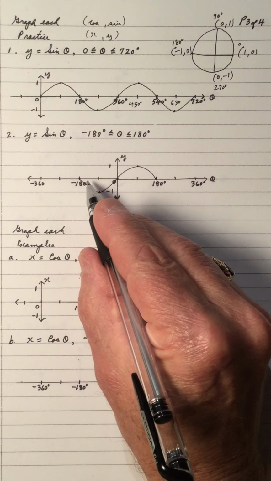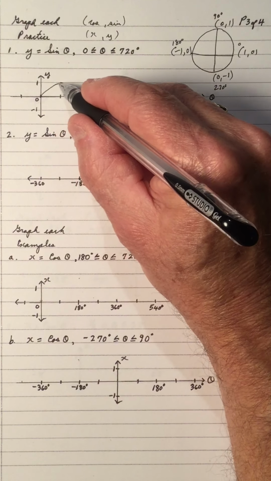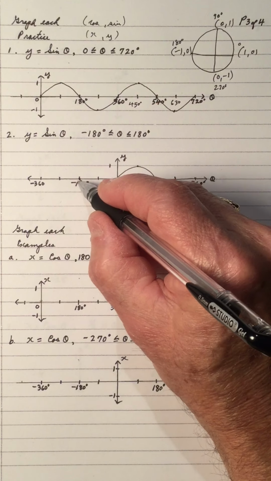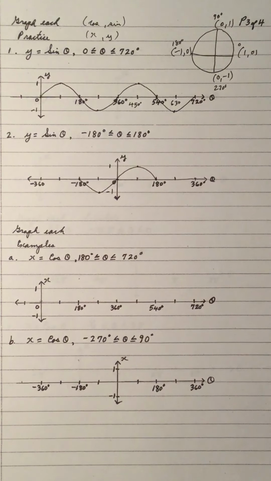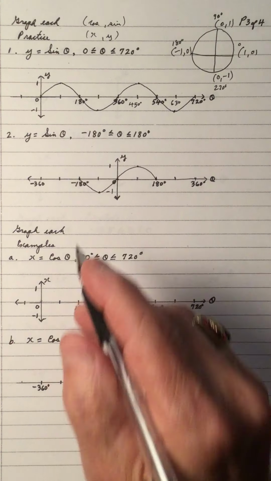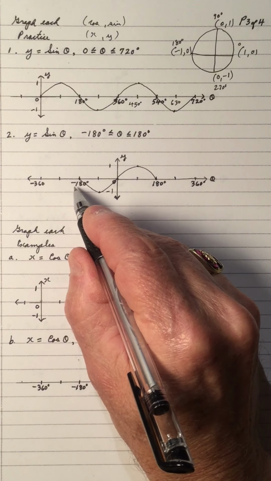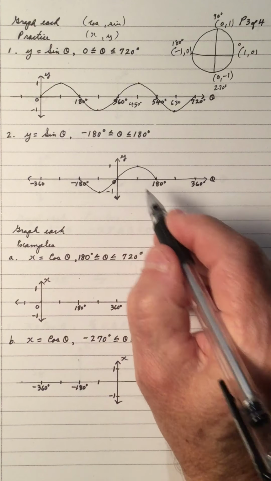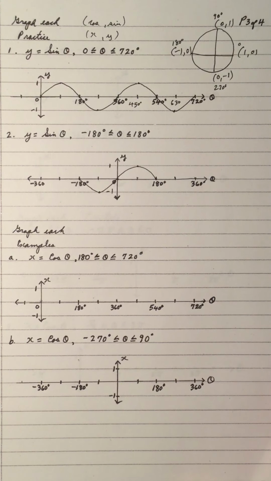Again, one complete cycle. It's an S, but notice this S is going reverse. But the period is 360. Negative 180, add on 360 is 180. So one complete cycle. So let's graph some more.